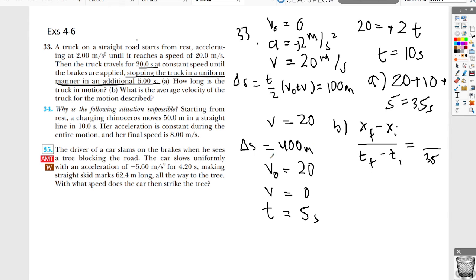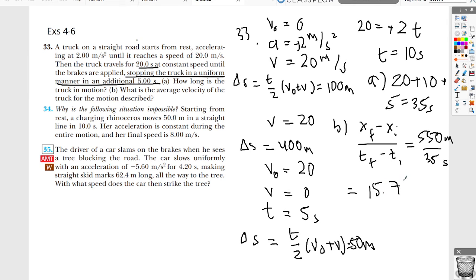We could also use the fourth equation for the last part. V naught in this case is 20, V is 0, times 5 seconds, so we could use the equation again. Delta s equals t over 2 times V naught plus V, which is 50 meters. So our total distance traveled is 550 meters over 35 seconds. So our average velocity is 550 divided by 35, 15.71, or 15.7 meters per second. And that's your answer.